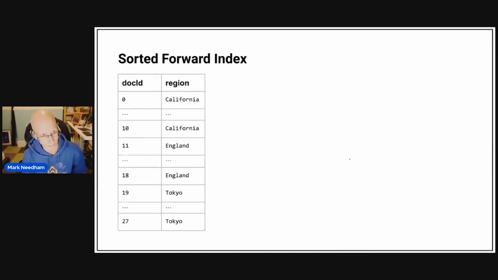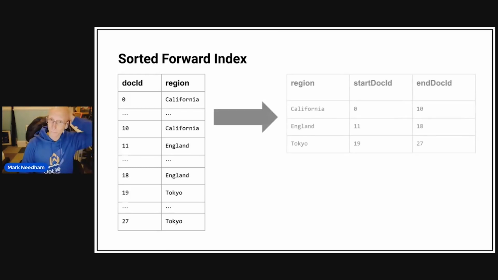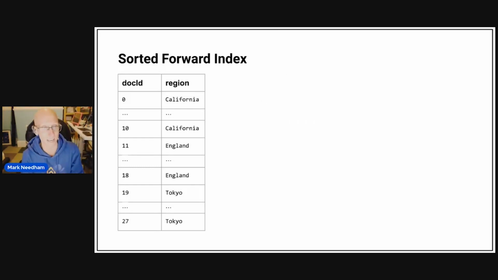Okay, so now let's have a look at another one, a fourth one, the sorted forward index. This one will actually be applied automatically by Pinot if it can. Imagine we have some data like this. We've got document ID and row ID, which are kind of similar. So 0 is California, down to 10 is California, 11 is England, 12 is England.